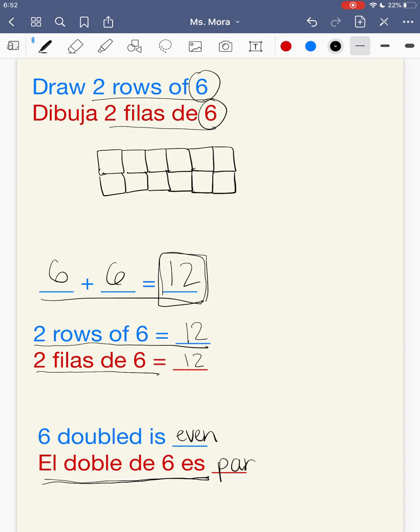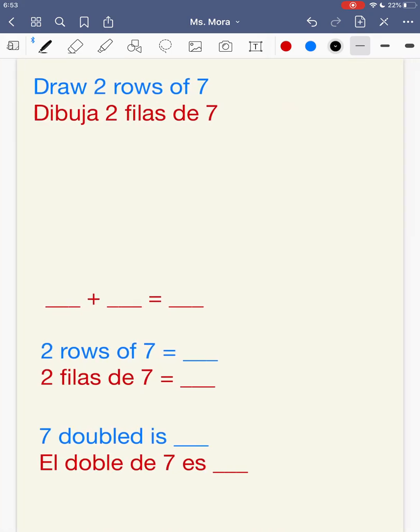Okay guys, so first you're going to draw your array, which we're super great at. And then you're going to write the addition sentence. Then you're going to just fill in the blank with your total. And you're going to tell me if it's even or odd. Okay, so let's try another one. This one says draw 2 rows of 7.